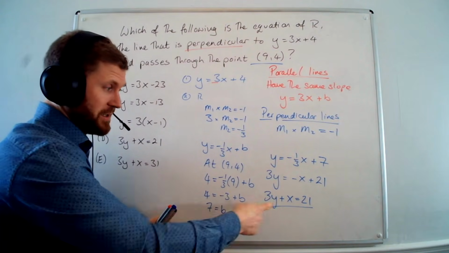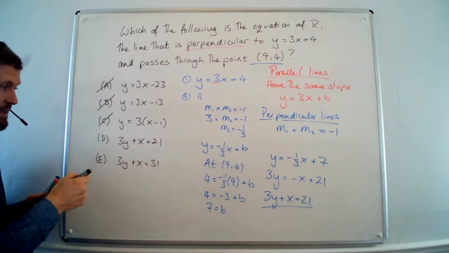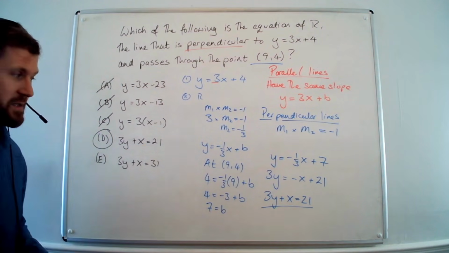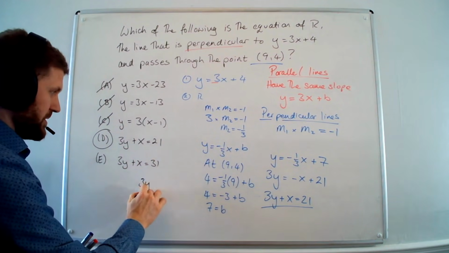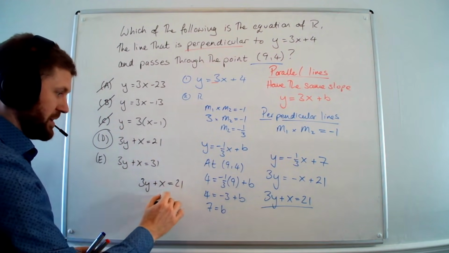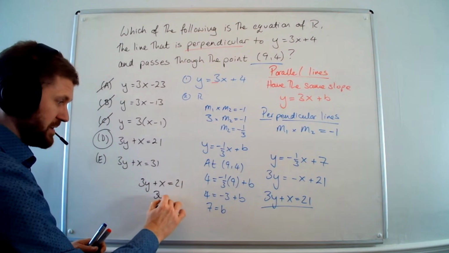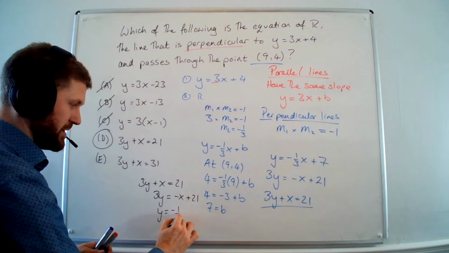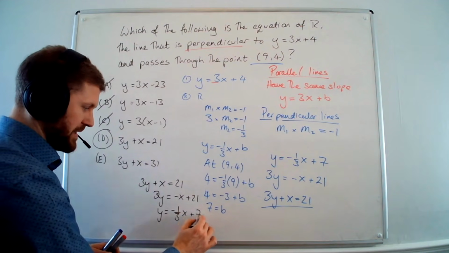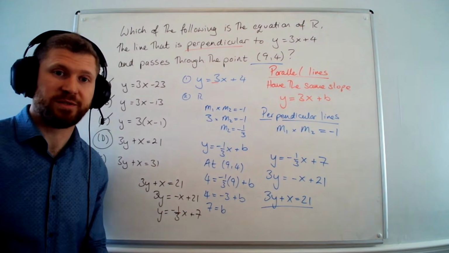Now this is identical to D. And so D is going to be the answer to this one. And I could take D, 3y plus x equals 21. I could take x to the other side, -x plus 21, and divide everything by 3, and I'm back to that y equals mx plus b format.